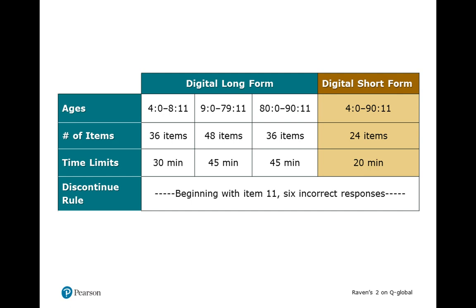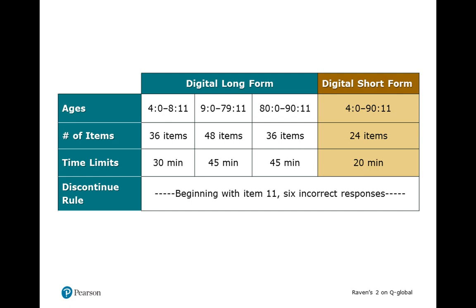The time limits here are 30 minutes for the younger kids and 45 minutes for those 9 and older. Each examinee digitally is given a unique set of items randomly selected from the item bank. The examinees are not able to skip any items or review previous items. The digital long form has a discontinue rule beginning with item 11. If the examinee produces 6 incorrect responses in a row, the Q Global system automatically terminates the assessment. The number of items administered to examinees really may be different depending on how soon the discontinue criteria is met. A valid digital long form test administration requires a minimum administration of 16 items, though.